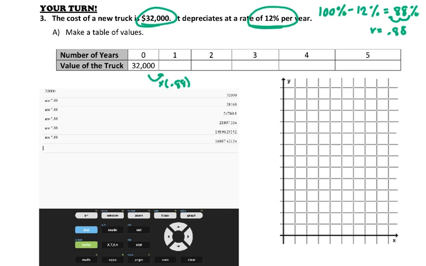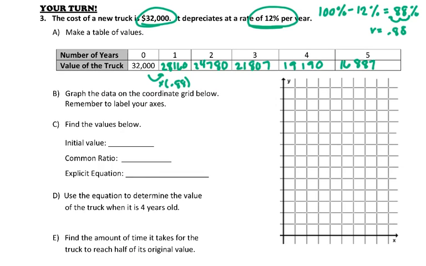So let's see. So after 1 year, it's to 28,160, then to 24,780, then 21,807, and then 19,190, and 16,887. All right. So now we're going to get ready to graph this.